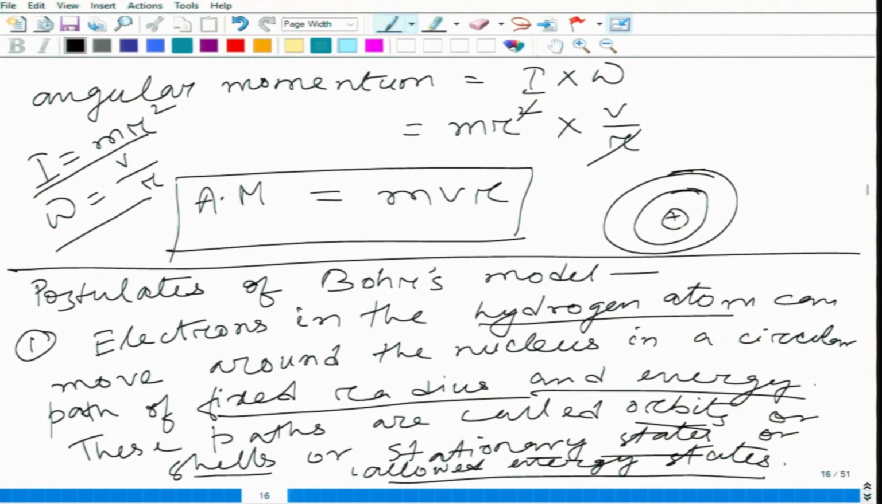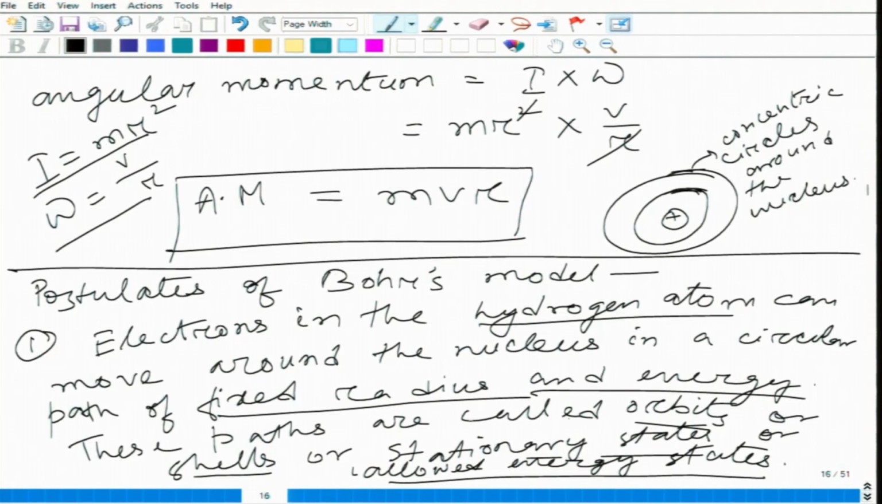That is, if this is the nucleus and these are the orbits, that is, orbits are the concentric circles around the nucleus. For each of these circles, the nucleus will act as the center. And these orbits or these circular paths will have fixed radius and energy. That is, their radius will not change and their energy will also not change.